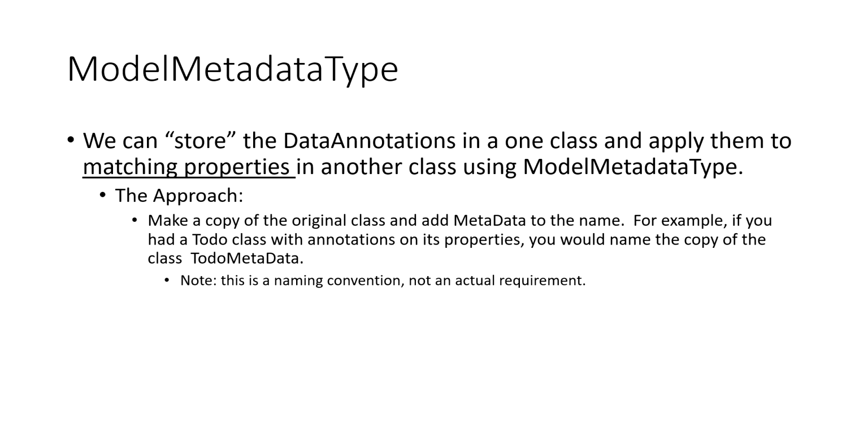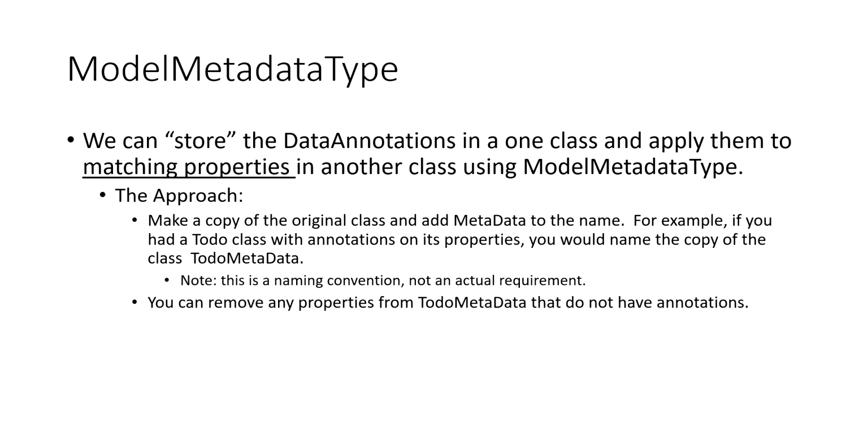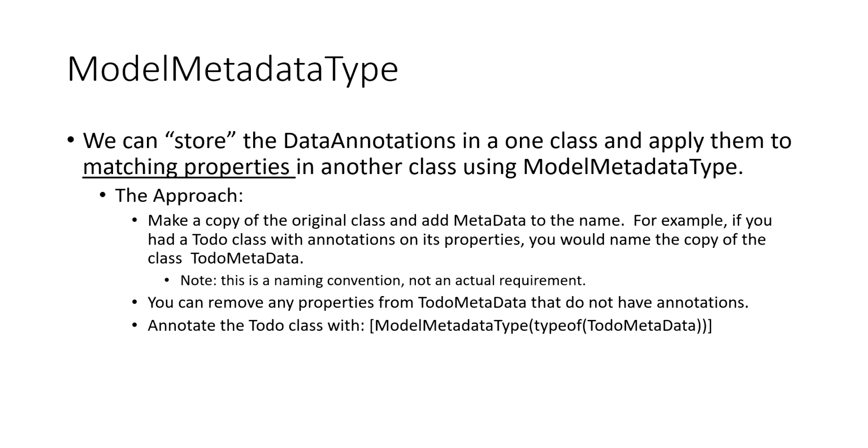So we make a copy of the original class and add Metadata to the name of the class, just to change the name so it's a little different. You could use something else, but I think Metadata makes the most sense. So if you had a ToDo class, we'd make a copy of it and rename it ToDoMetadata. It's just a naming convention, not an actual requirement. We can remove any properties from our ToDoMetadata class that don't have annotations, because this class does nothing. All it does is store all the data annotations.